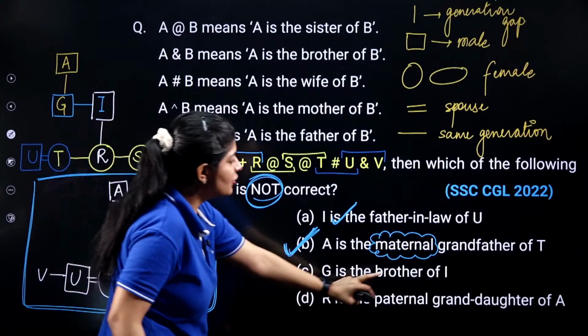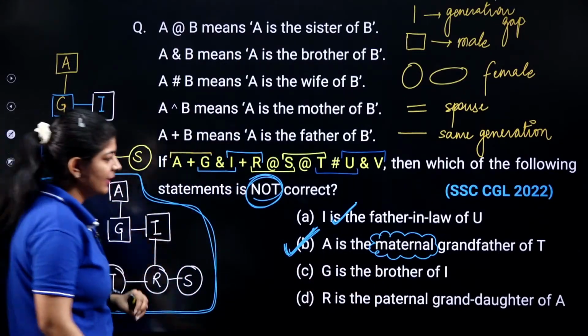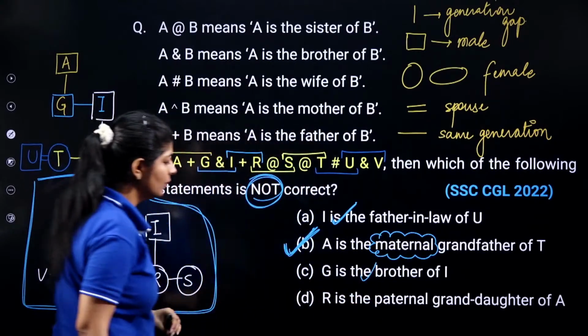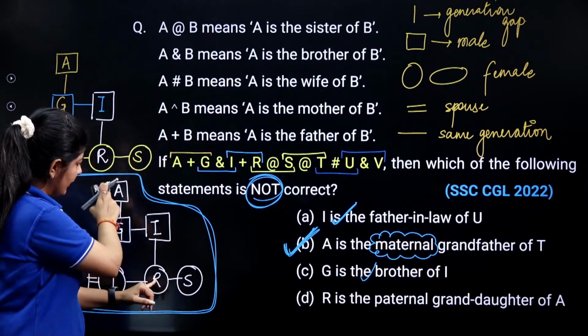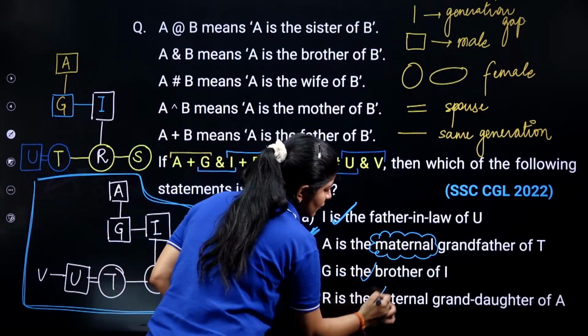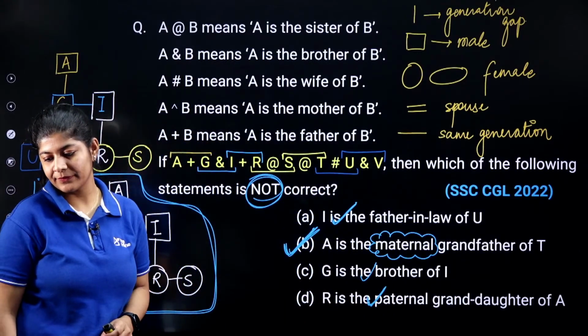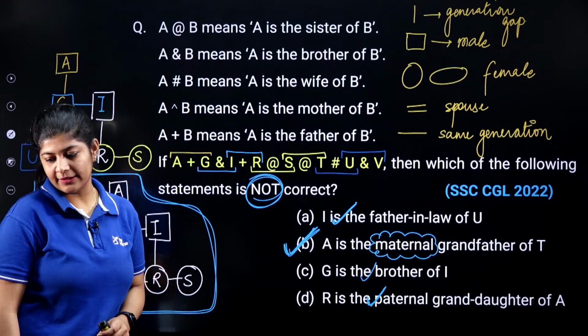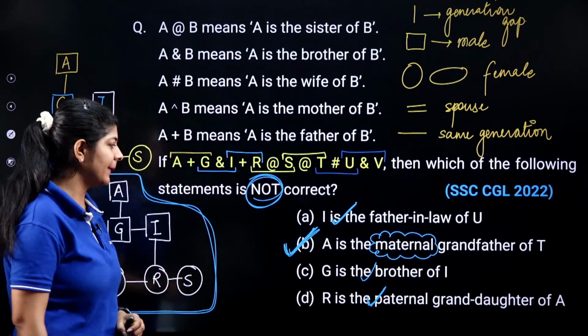Next one. G is a brother of I. Yes, basically they are brothers. So this statement is true. R is the paternal granddaughter. Yes, paternal granddaughter. So basically this statement is also true. So the correct answer over here is option number B. Thank you so much, Unique. The correct answer over here is option number B.